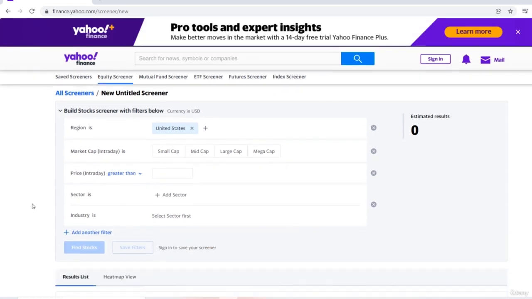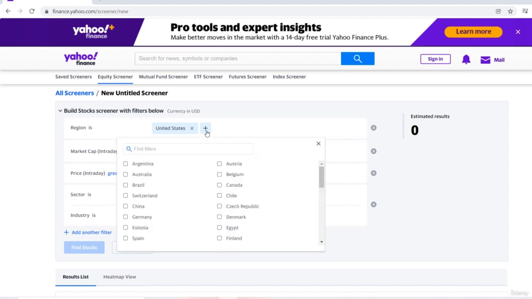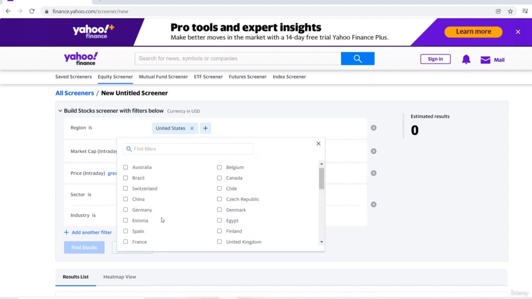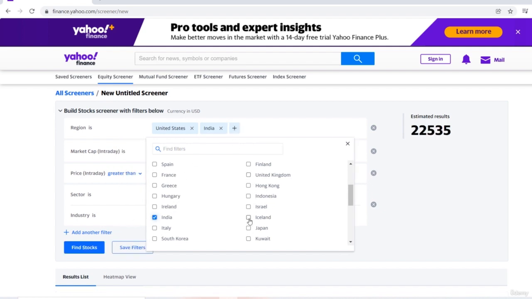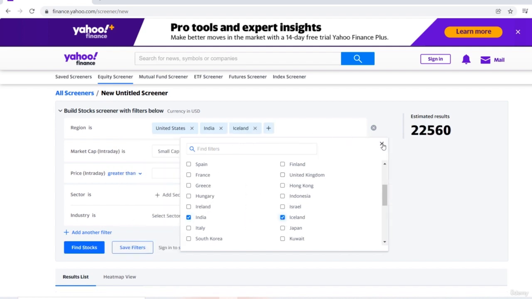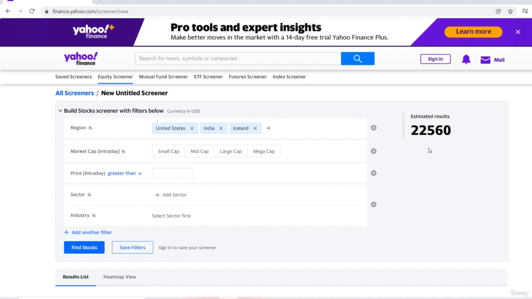And then you can build your stock screener with the different filters below. Now, it defaults to some things. Since I'm based out of the United States, it defaults to the United States. But if I click on this plus sign here, I can choose all sorts of different countries, from India or Iceland or whomever I want. I could just choose all those. And then on the right-hand side, it'll start showing how many estimated results. So by choosing these regions, I'm down to 22,560 possible stocks.